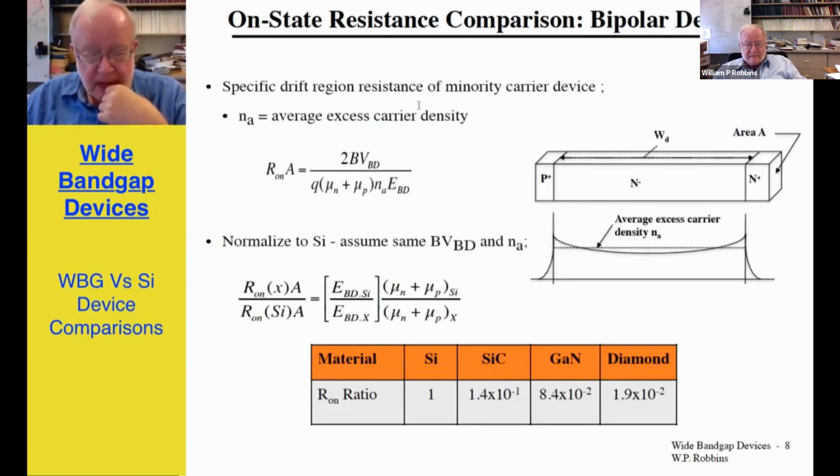switching losses, conduction losses. If you do a comparison for a bipolar device, one can show approximately that the ohms per square of the on-state resistance is given by the formula that I'm showing here, breakdown voltage divided by breakdown field strength, and 1 over the approximate excess carrier density. If we normalize to silicon and assume the same breakdown voltage and same excess carrier density, again I calculate the ratios, and again the wide bandgap materials show superior performance.